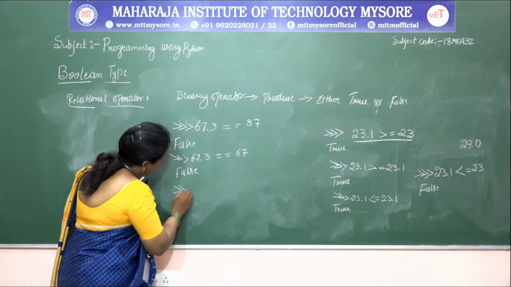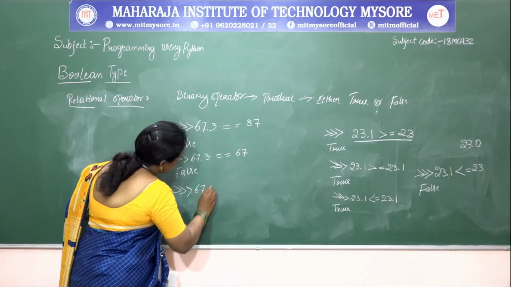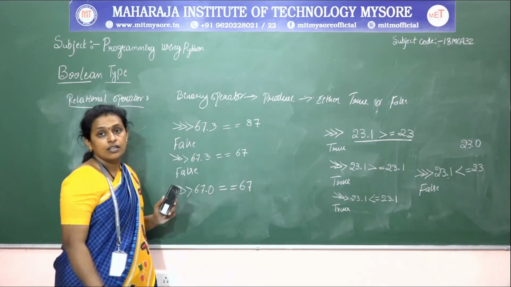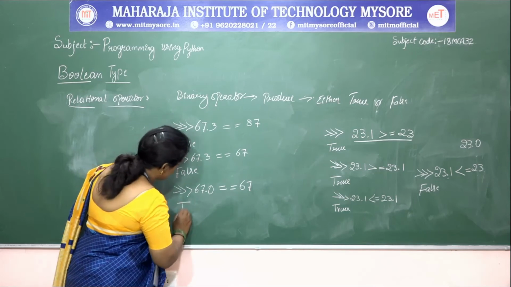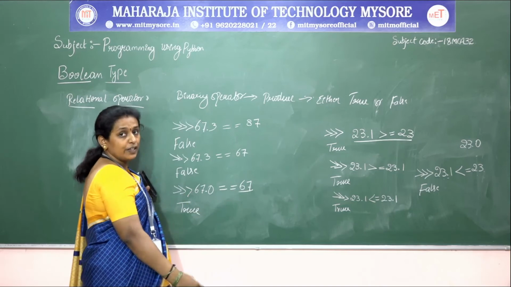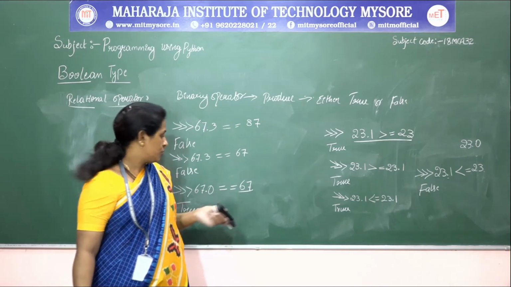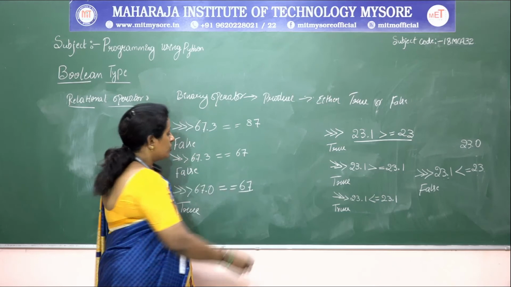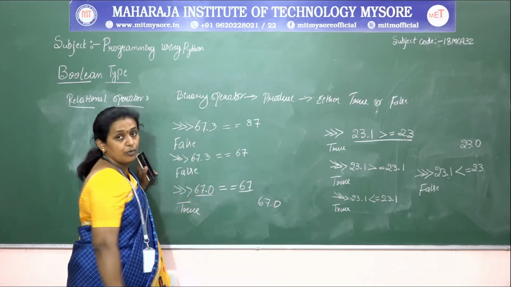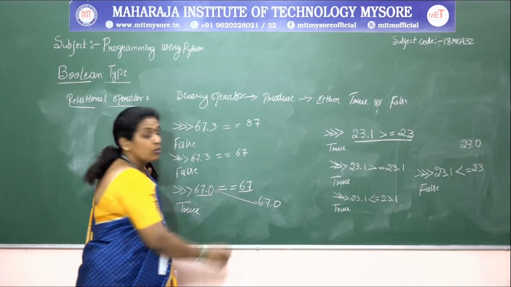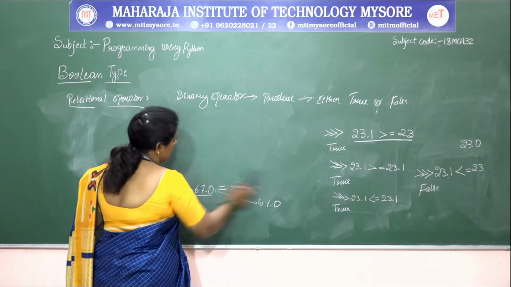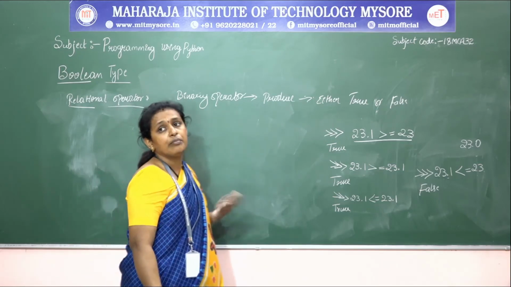Then 67.0 equal to 67. Yes, so with respect to this we will get output as true, because this integer value will get converted to floating point representation. So when this value gets converted, it will be represented as 67.0, and this 67.0 is compared with this 67. So both are the same, so we will get output as true.